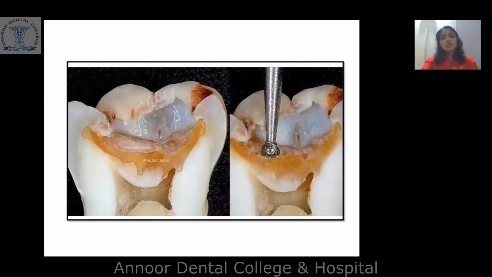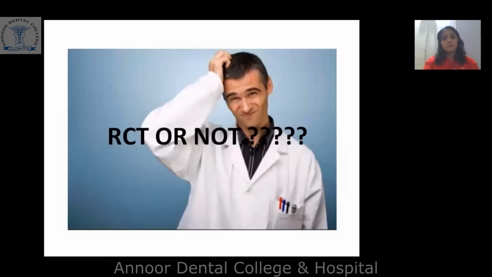restoration. So in this picture, you can see the outer infected dentin, which is soft, which has to be removed because it is not able to remineralize and consists of numerous bacteria. So we have to remove first of all the infected dentin and preserve the affected dentin.